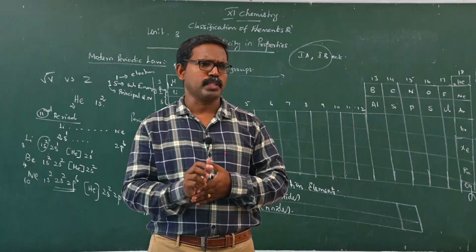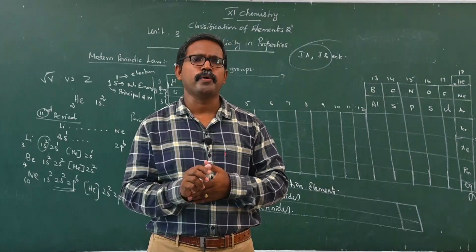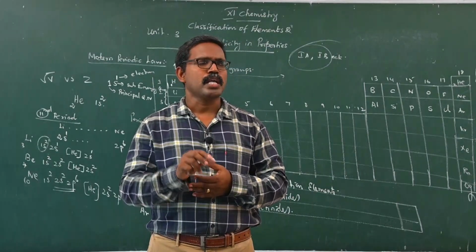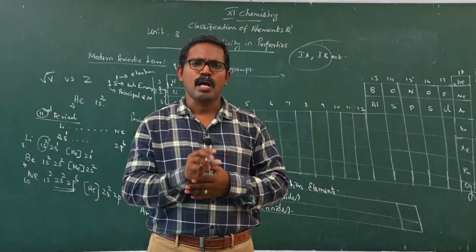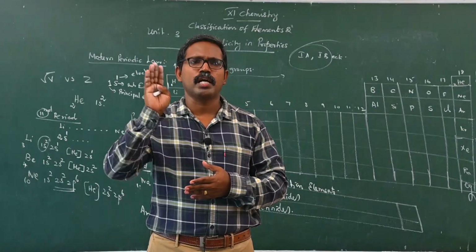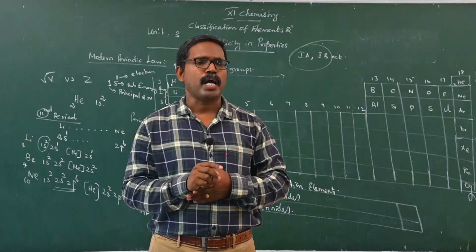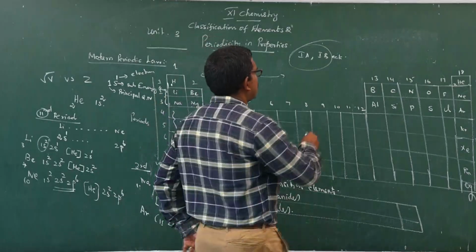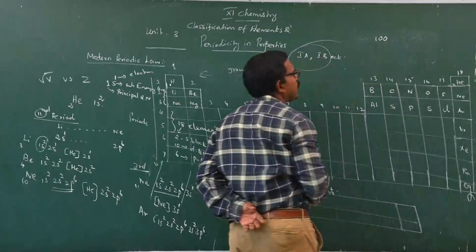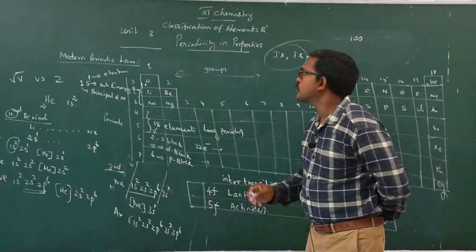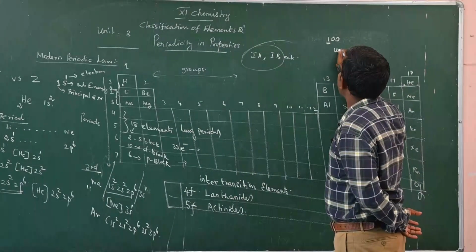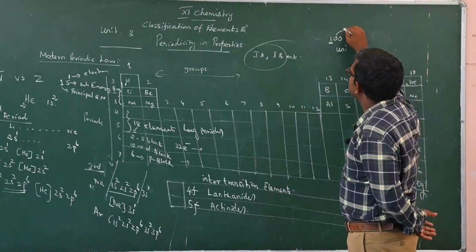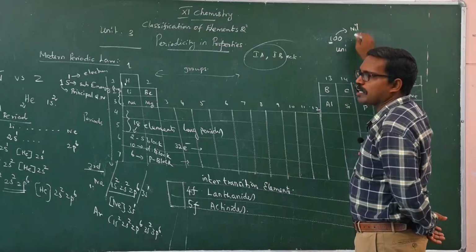To avoid confusion, the International Union of Pure and Applied Chemistry, the IUPAC system of nomenclature, gives certain rules and regulations on how to write the name of the elements based on their numbers. For example, 100, it consists of 3 digits. The 1 is represented as un or uni. This is 0, it is represented as nil.